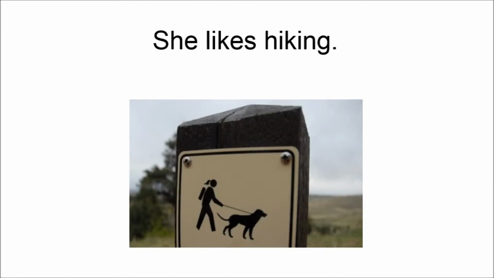She likes hiking. Here, your noun is hiking. It's the direct object. You ask, what is it she likes? She likes hiking. The same way you might say she likes dogs or she likes nature.